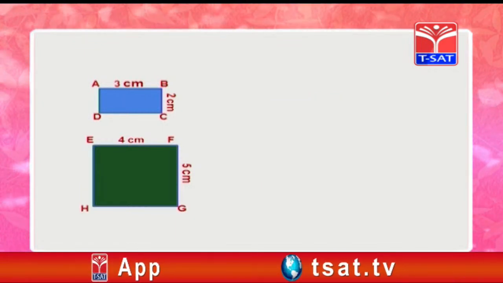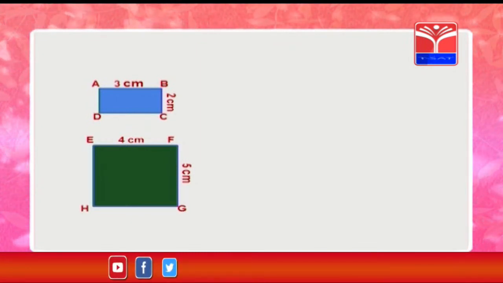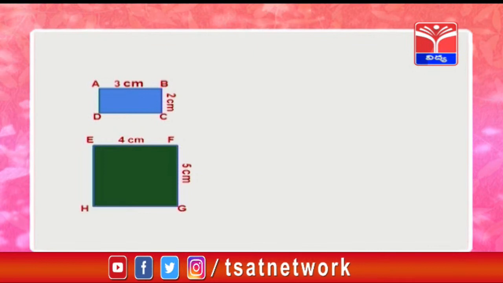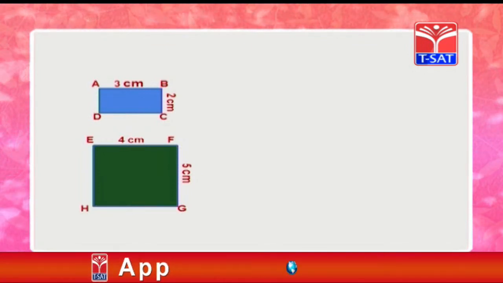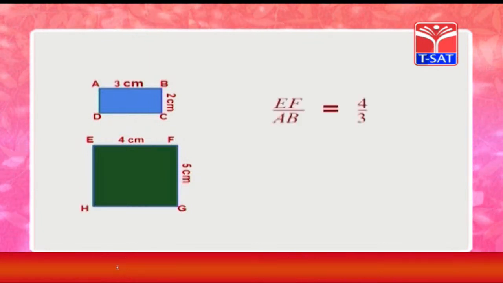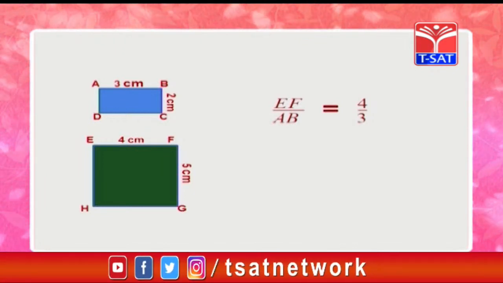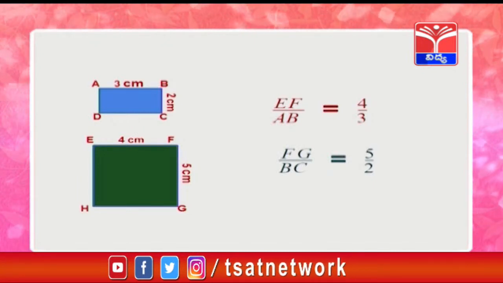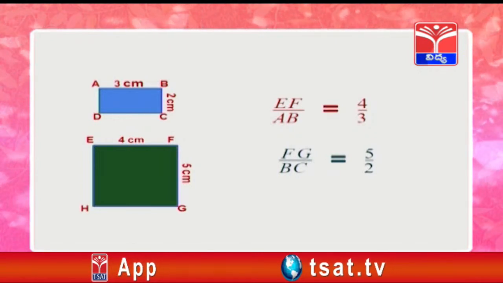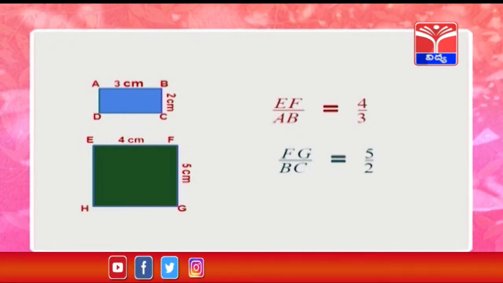Now, observe these two rectangles, children, ABCD and EFGH. As you know very well, each angle of the rectangle is 90 degrees. So, the corresponding angles in these two rectangles are equal. Now, let us have a look at the ratio of their corresponding sides. The ratio of the sides EF by AB is 4 by 3, FG by BC is 5 by 2. You can notice that these two ratios are not equal, and that is the reason these two rectangles are not similar.